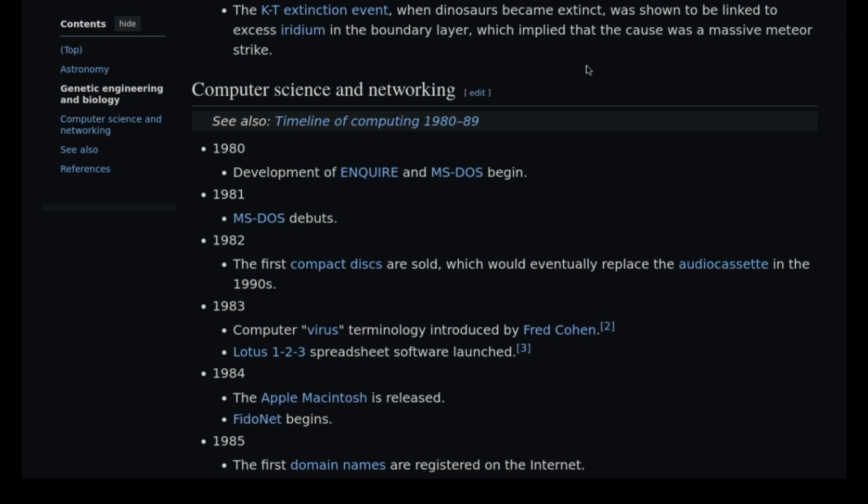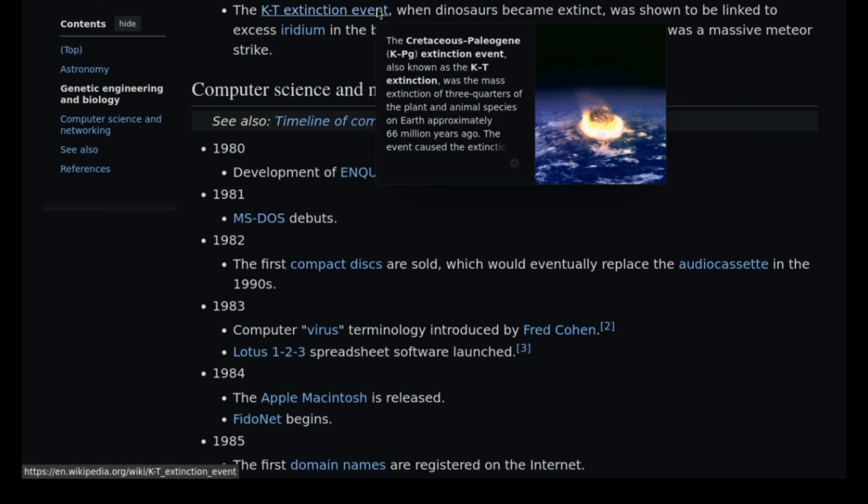The K-T extinction event, when dinosaurs became extinct, was shown to be linked to excess iridium in the boundary layer, which implies that the cause was a massive meteor strike. Wow. So this was determined in the 80s.